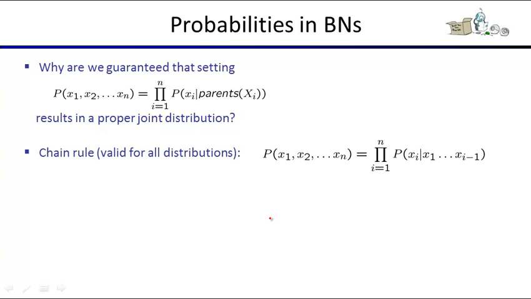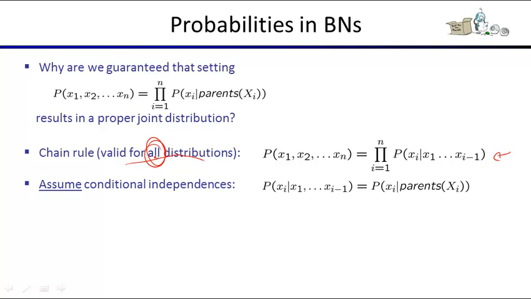Okay, let's look at how we can derive this. We know something that is true for all distributions. It's always the case that we can apply the chain rule, and we can write the joint distribution as a product of conditionals. Always true for all distributions, and also for all orderings.